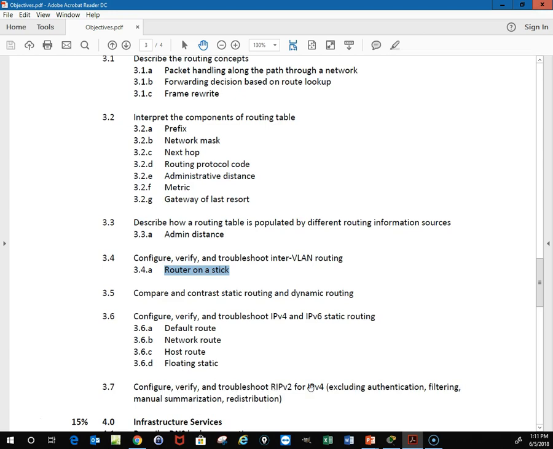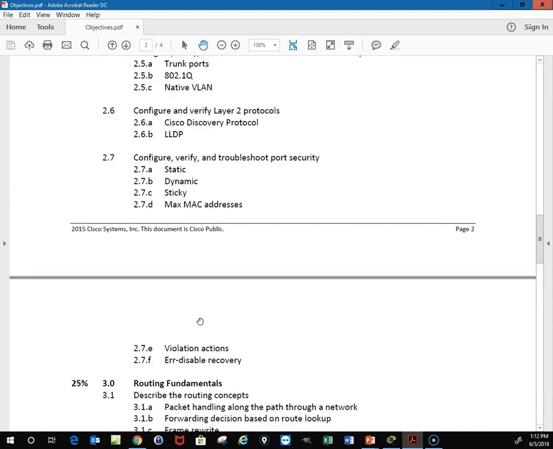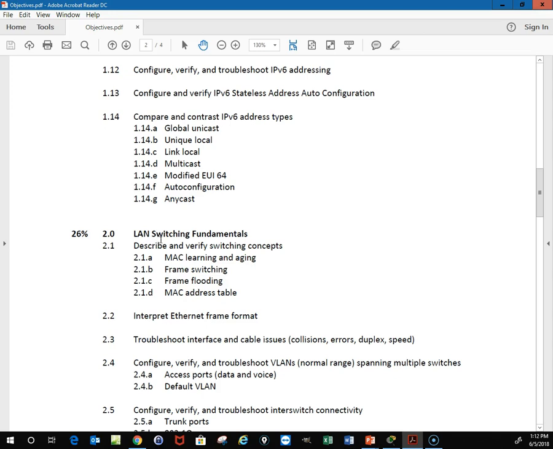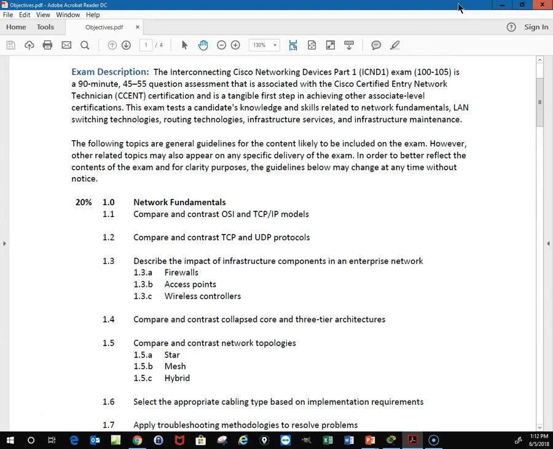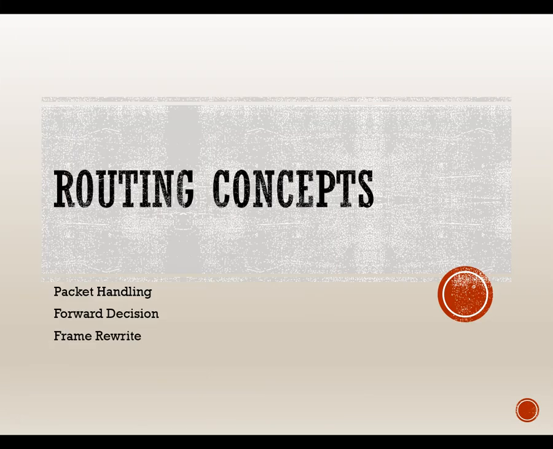Configure, verify, and troubleshoot RIPv2 for IPv4. That's the only routing protocol that we'll be doing, and you notice that the next objective here in the 4 series is infrastructure services. To go back to how much of each is in these things, 26% is switches, LAN switching, and then back up here, 20% is in network fundamentals. So with that, a look back at the objectives: the routing concepts, packet handling, forwarding decisions, and frame rewrites. The things that were in the objectives.